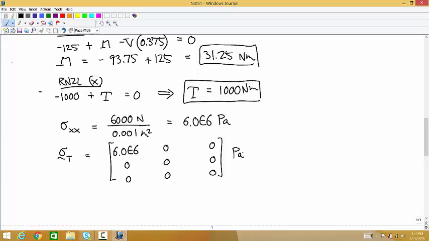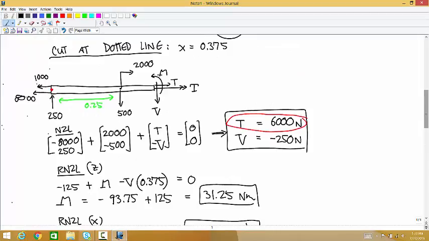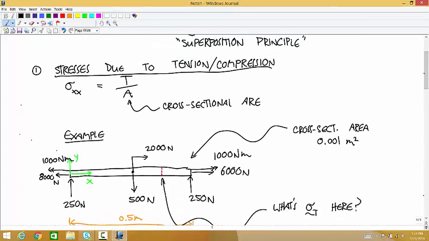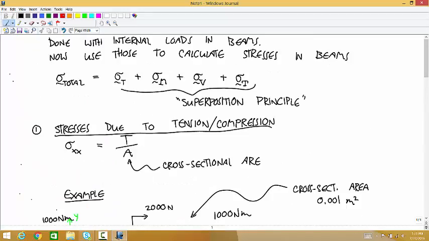And well, this is just the stress tensor representing points on that line. It's really a cross section, but anywhere on that cross section, the stress due to tension and compression is the same. Any questions about that one? Okay, so that's all there is to say about this one. The other three now are going to be harder.